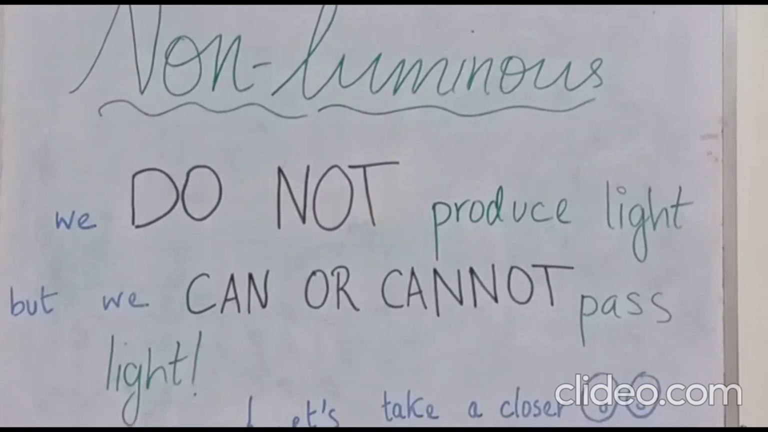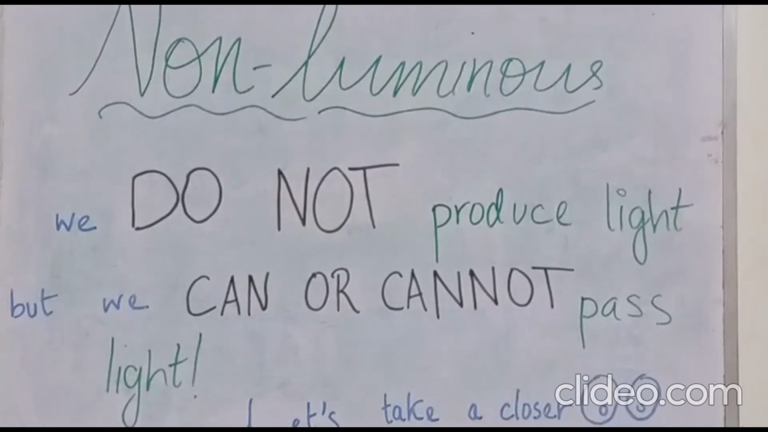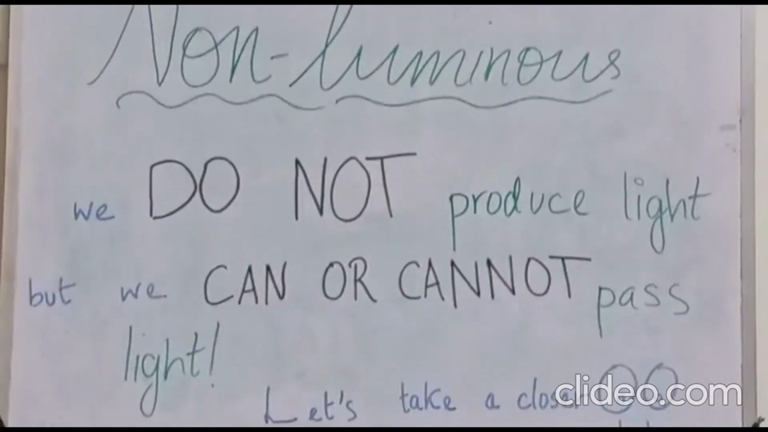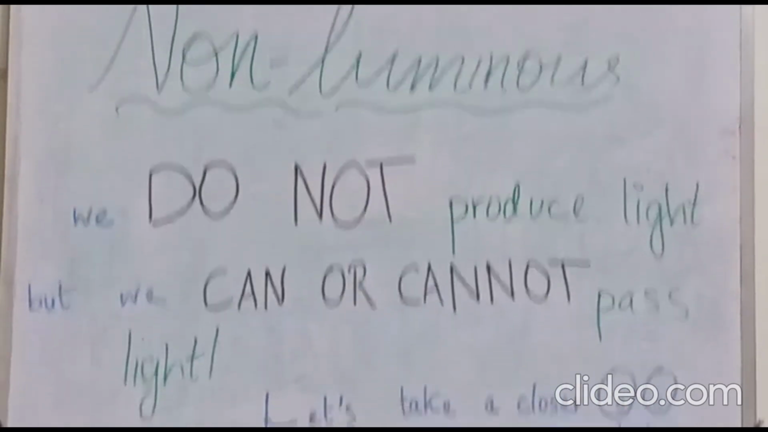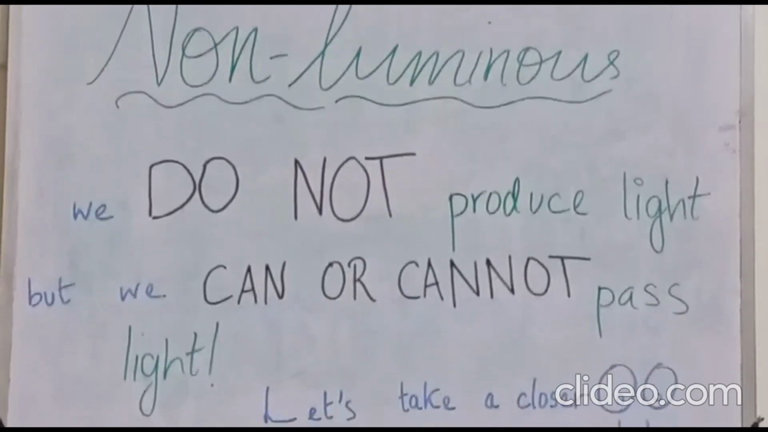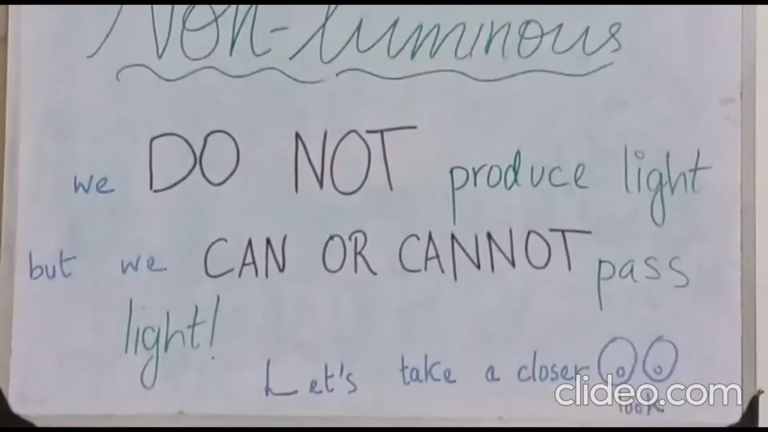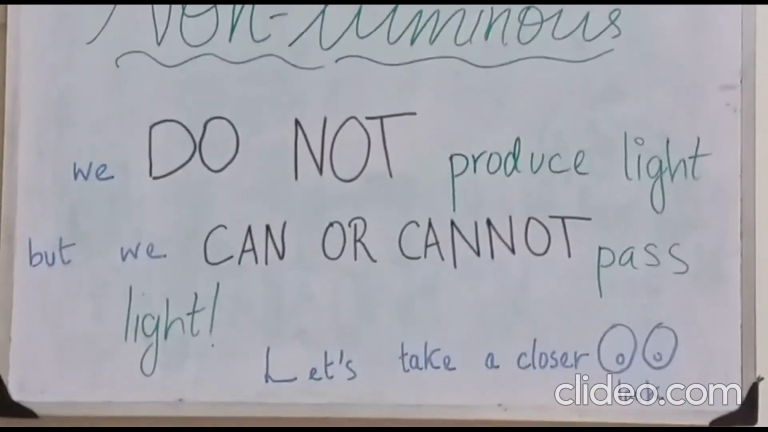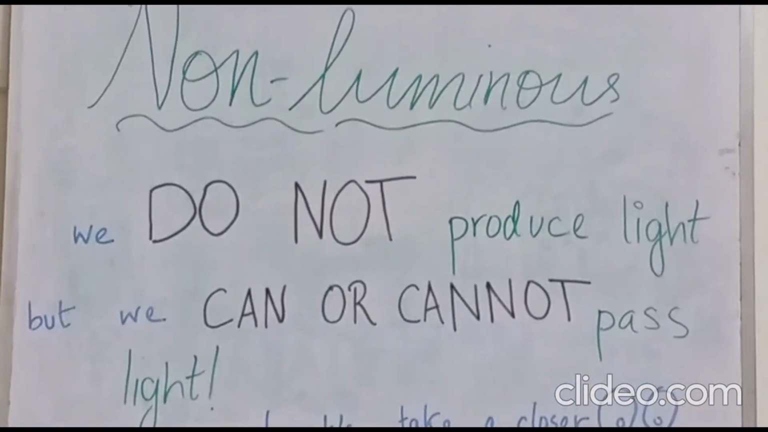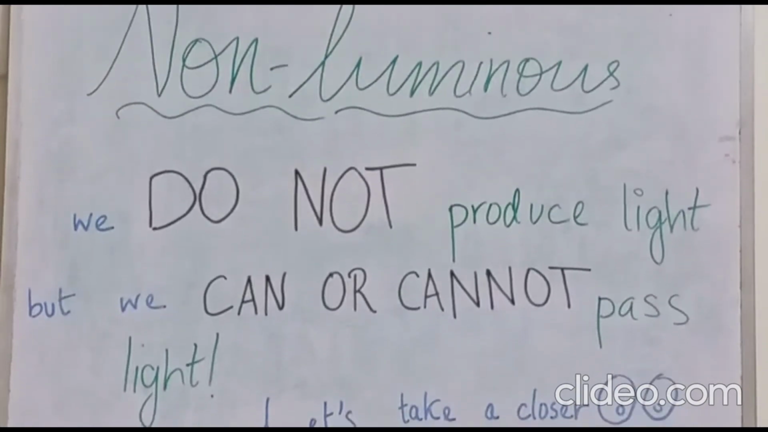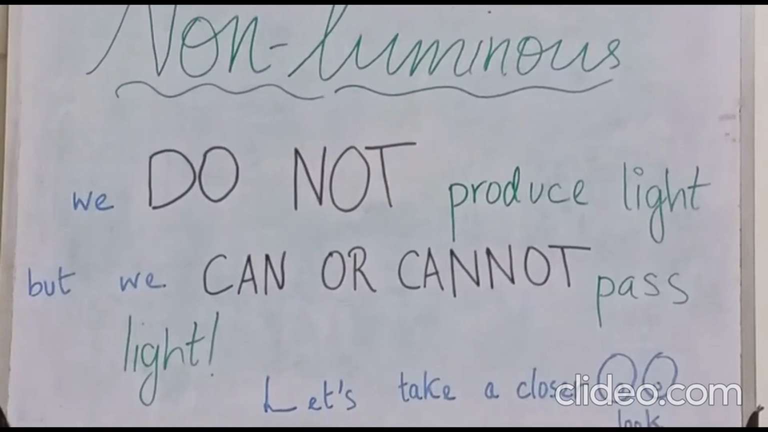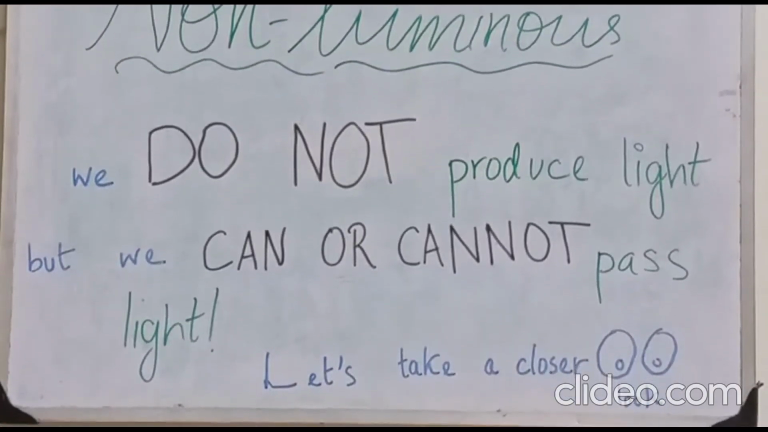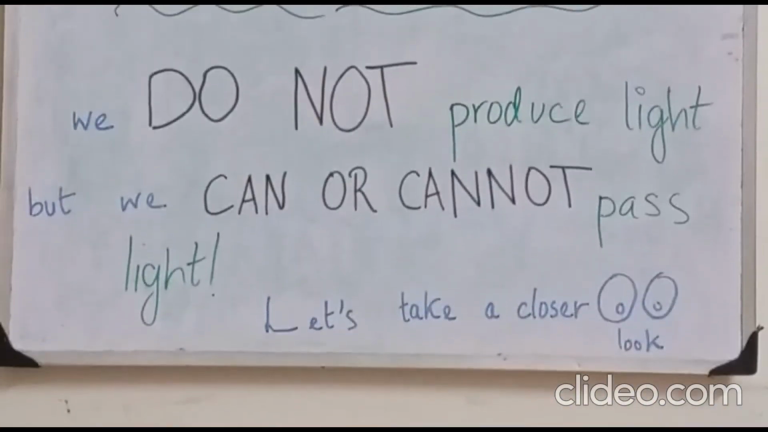Well, since our topic is non-luminous objects, we'll be focusing more on it. Non-luminous objects do not produce light, but they can, or in some cases cannot, pass light. Since they have different characteristics within themselves, they must have different types. Let's take a closer look into the 3 types of non-luminous objects.